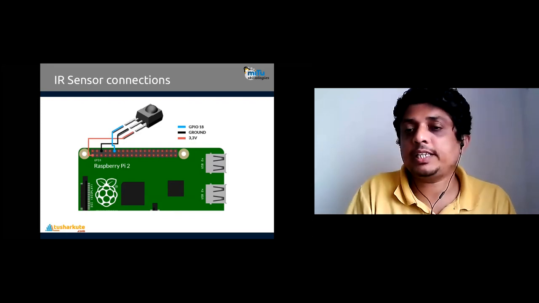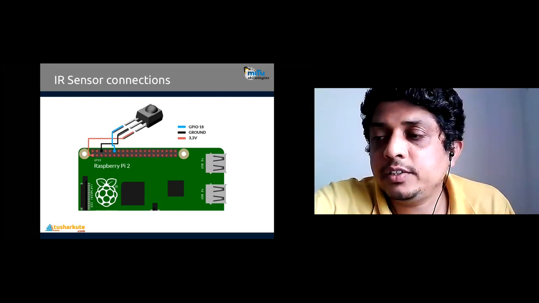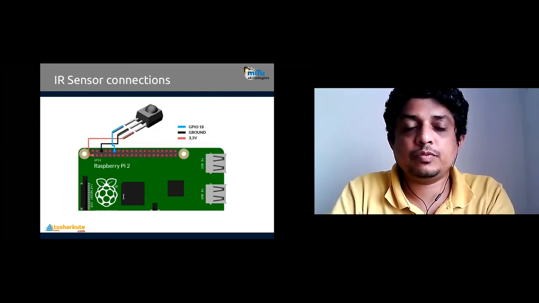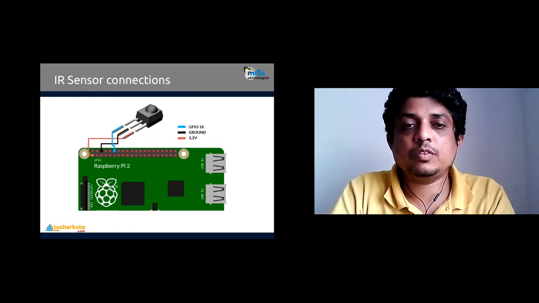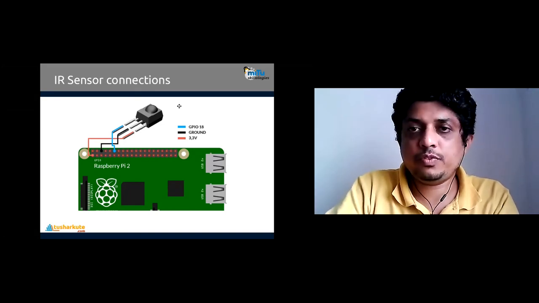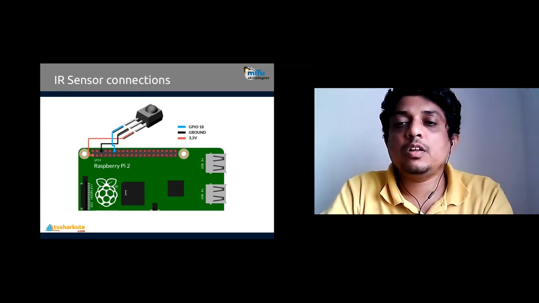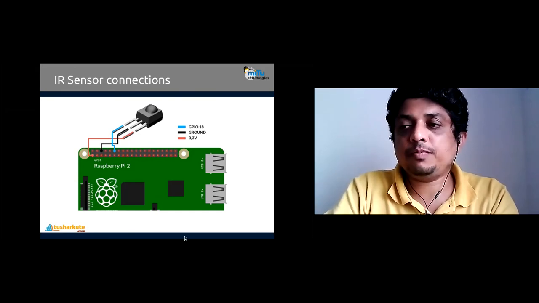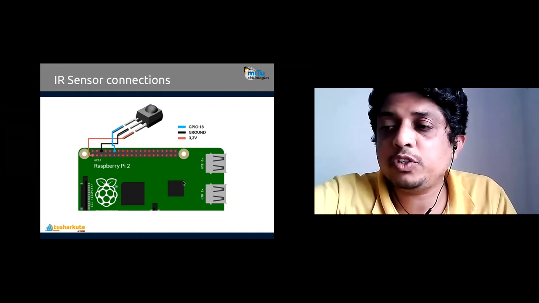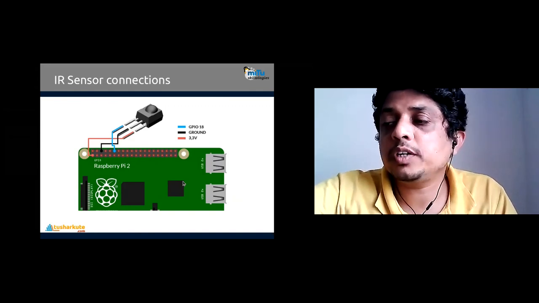So they'll be connected in this particular way. I'll connect it, just a minute. Okay, so let us see this. I'll just connect the IR sensor. You can see this is how the connections are made. I'm not using the LED now. I'll show how to connect the IR sensor.